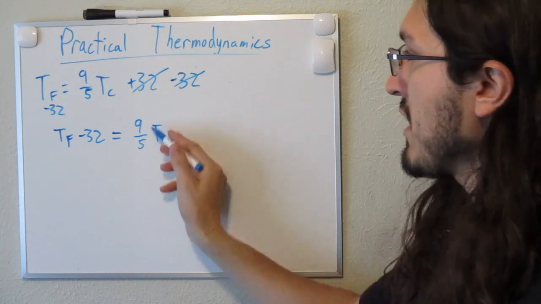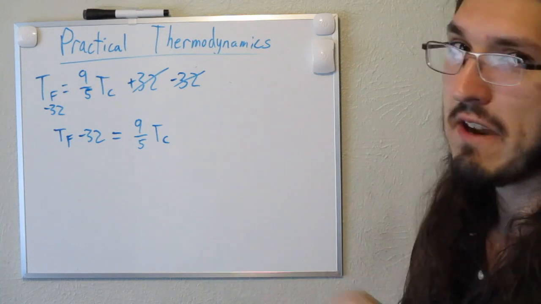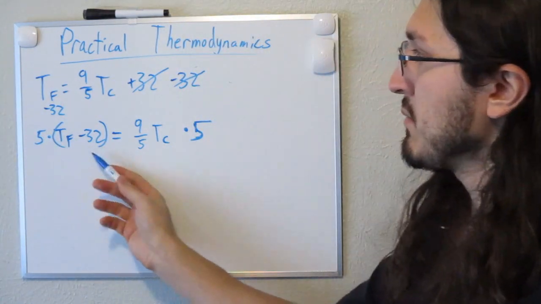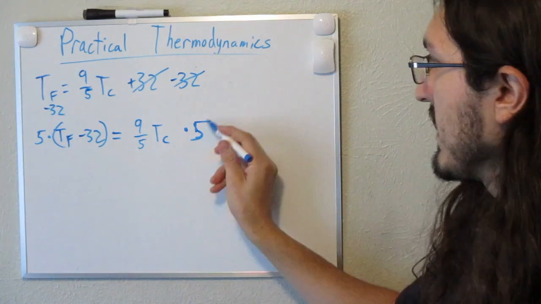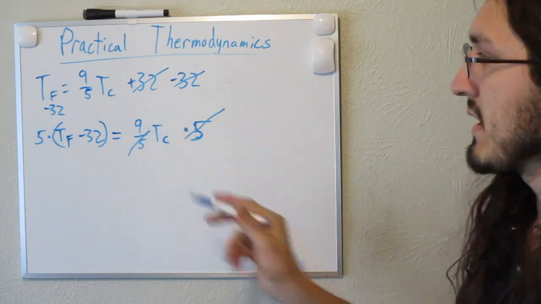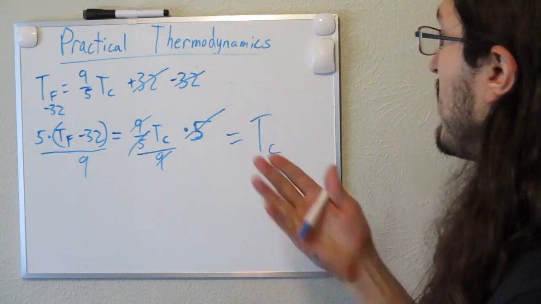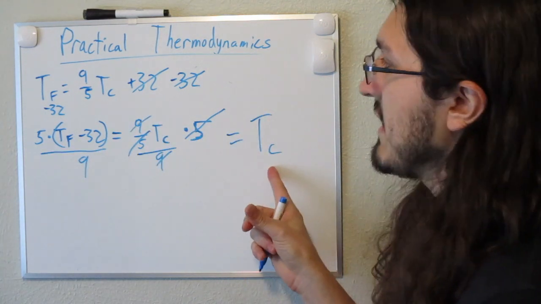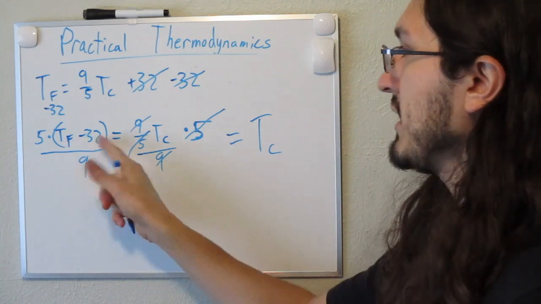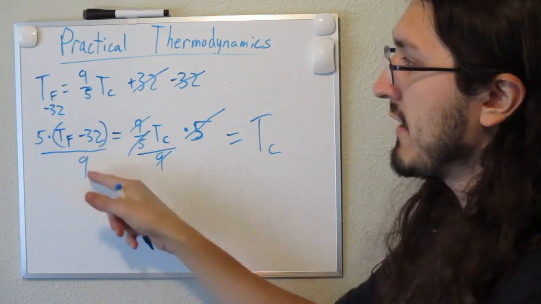Now I need to get rid of this 9 over 5. I see that the 5 is being divided, so the opposite of that is to multiply. And since I have multiple terms here, I have to multiply all of them by 5. This lets me cancel these 5s. And then the last step, I have to divide this 9 because it's being multiplied to the T. Now I have an equation that I can solve for temperature in Celsius whenever I'm given Fahrenheit. I have to subtract 32, and then multiply by 5, and then divide by 9.